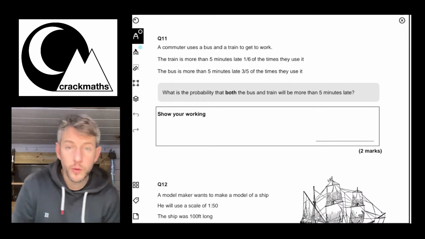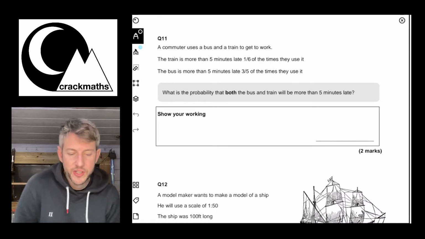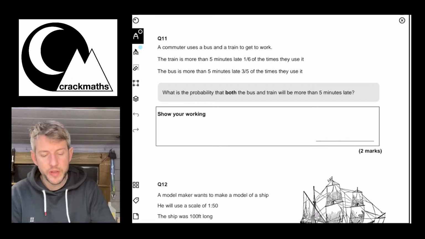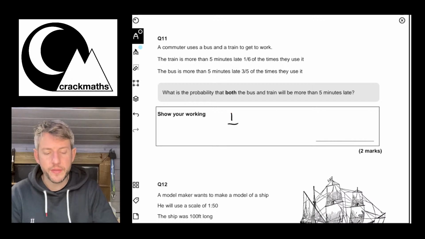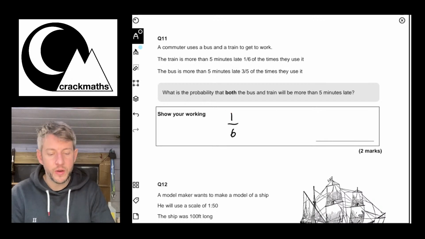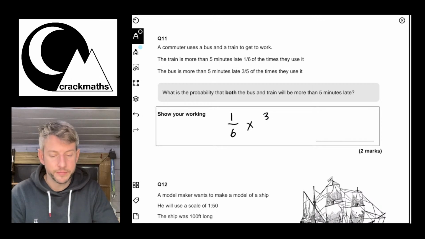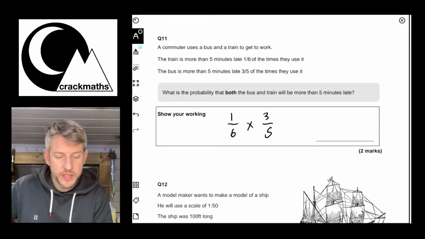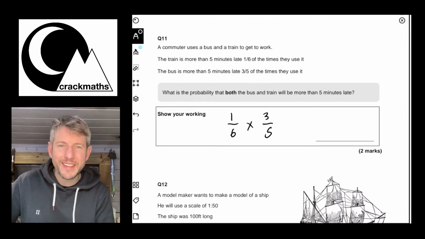Okay, so in order to do this, we just multiply the probabilities together. So we get 1/6 of the time here, and then we get 3/5 of the time here. So what we're going to do is just double check that I'm reading this correctly.